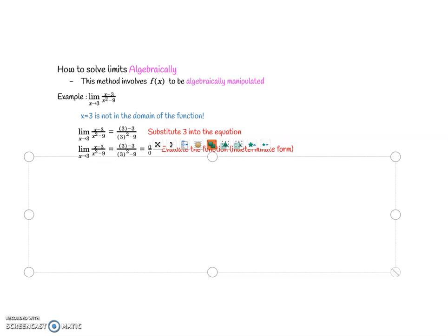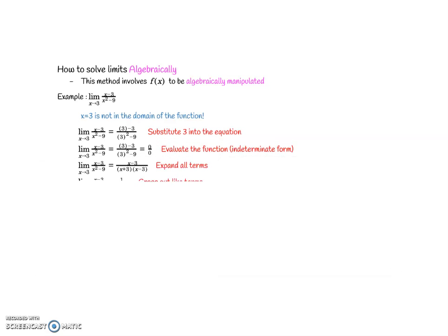Then what would you do? First, you expand all of the terms in the function. In this case, the top is already fully expanded. The bottom, x squared minus 9, can be expanded into x plus 3 and x minus 3. After you do that, you cross out the like terms, which will give you 1 over x plus 3.